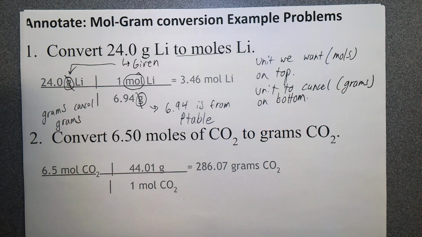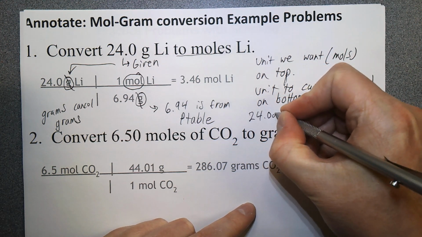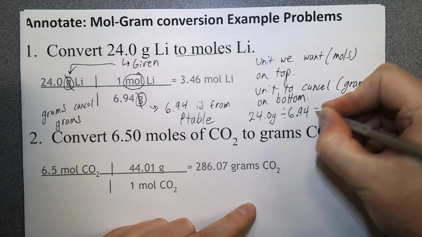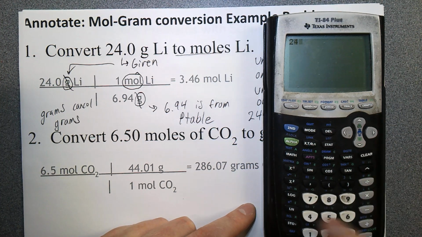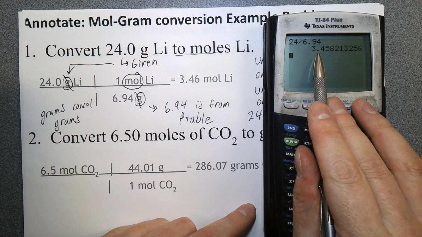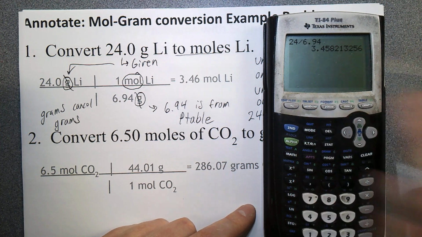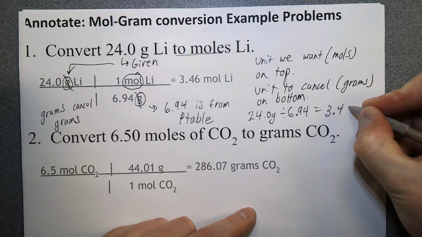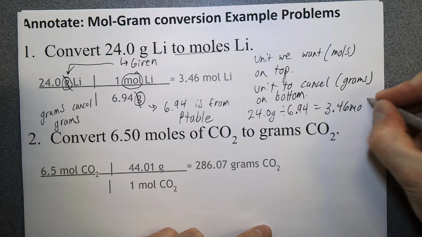Last thing to talk about is what is the actual math that we did. We took 24.0 grams divided by 6.94. And just to prove that we did this correctly, 24 divided by 6.94 gets us that 3.45, and we're just going to round it to 2 decimal places, so 3.46. That 8 rounds the 5 up to a 6. And that is specifically moles.